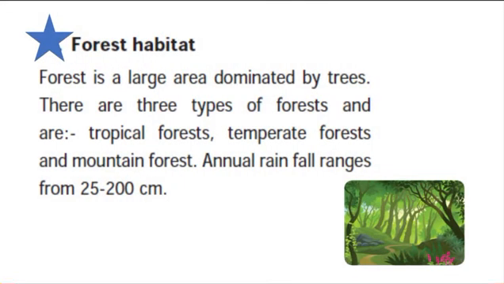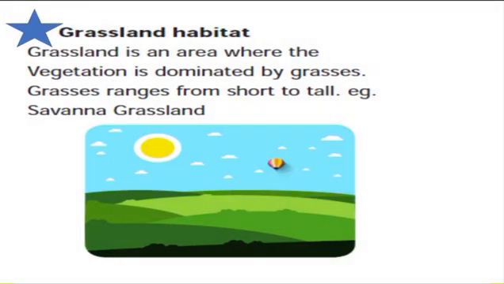Forest habitat. Forest is a large area dominated by trees. There are three types of forest. They are tropical forest, temperate forest and mountain forest. Grassland habitat. Grassland is an area where the vegetation is dominated by grasses. Grasses range from short to tall. Example: savanna grassland.